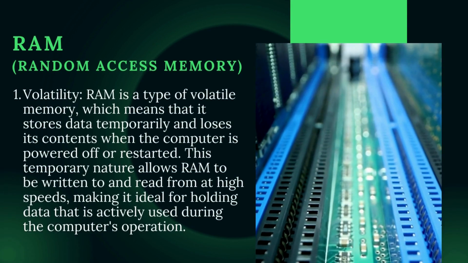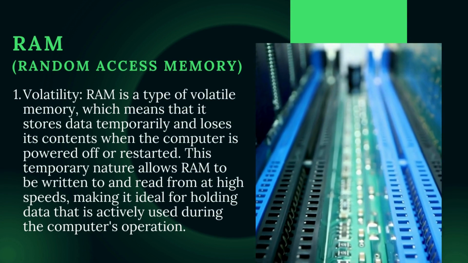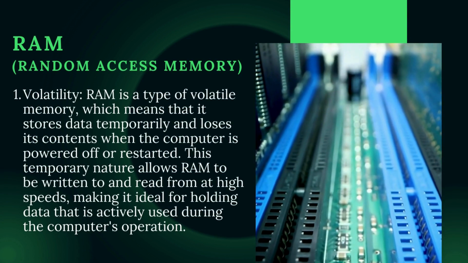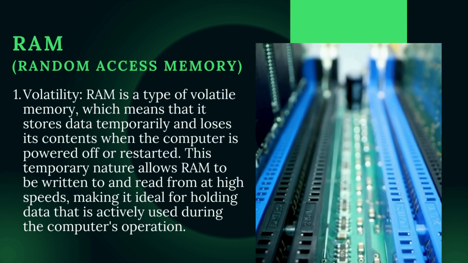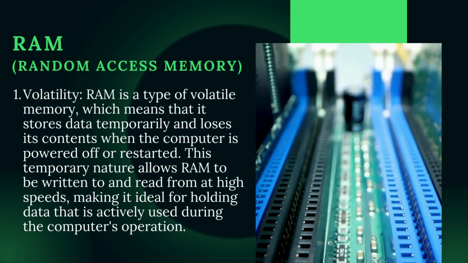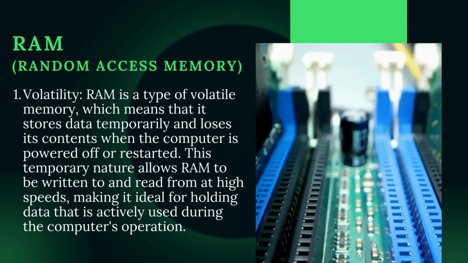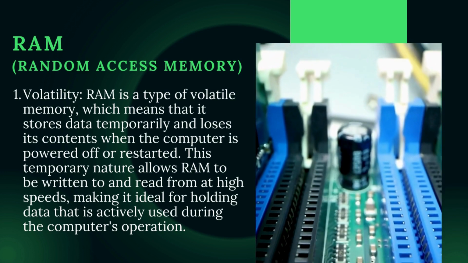RAM, random access memory. 1. Volatility. RAM is a type of volatile memory, which means that it stores data temporarily and loses its contents when the computer is powered off or restarted. This temporary nature allows RAM to be written to and read from at high speeds, making it ideal for holding data that is actively used during the computer's operation.